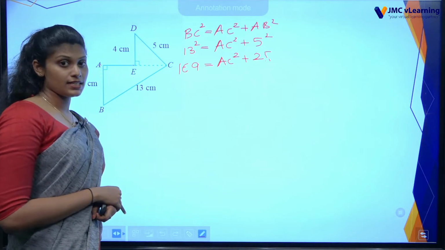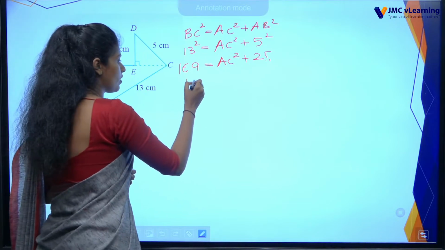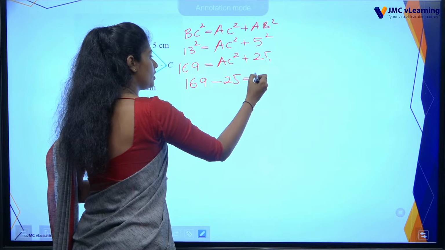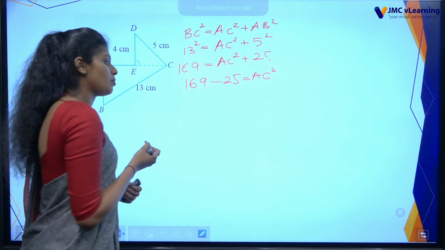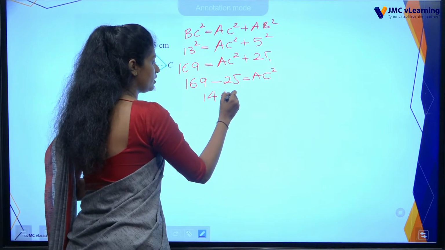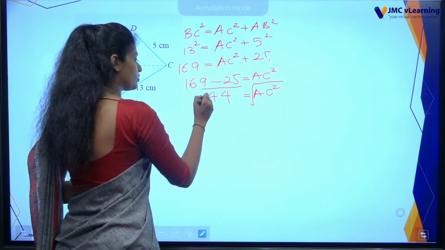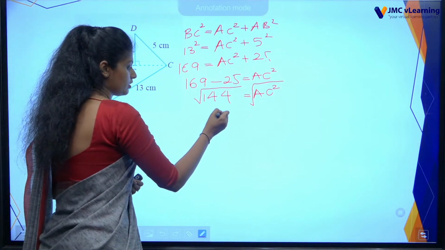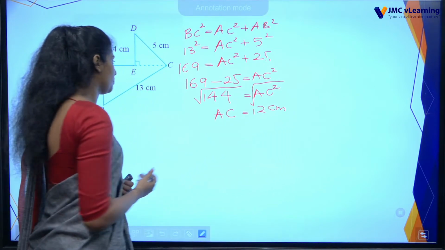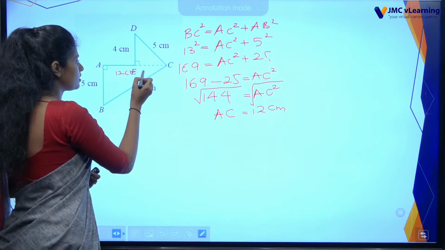To find the AC, you have to take 25 to this side. So 169 minus 25 is equal to AC squared. By subtracting these two, what is the value? It is 144. Then let's take the square root of both sides. Then AC length is equal to 12 centimeter. Then let's write here, AC is 12 centimeter.